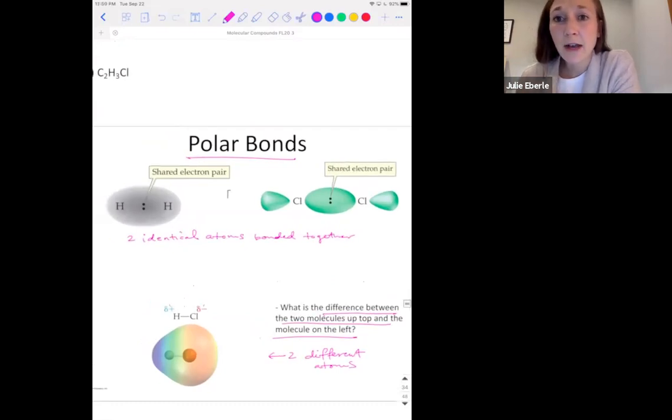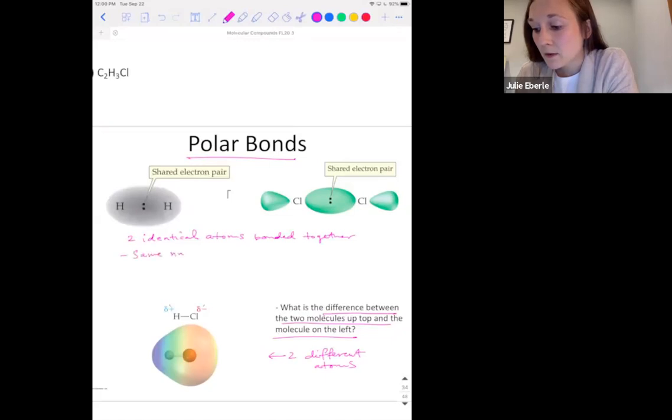Now, let's talk about the molecules up top for a second. When you have two identical atoms bonded together, here's what I know. The nucleus in each of those atoms is the same, right? Because it's the same element. Here's what else that means. It's the same number of protons in each nucleus, okay? So we have the same nucleus on each side of the bond, which means the same number of protons.